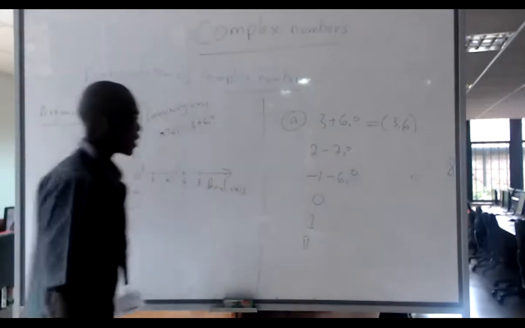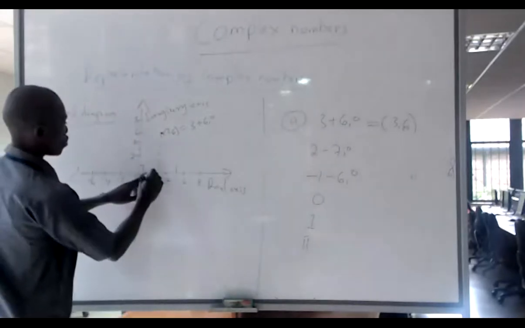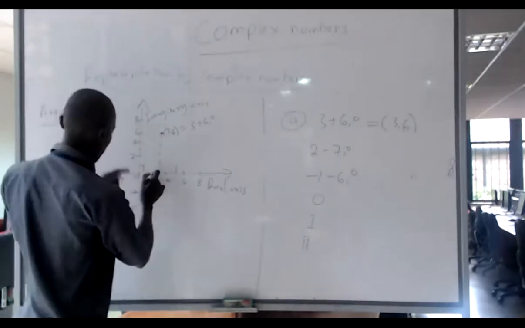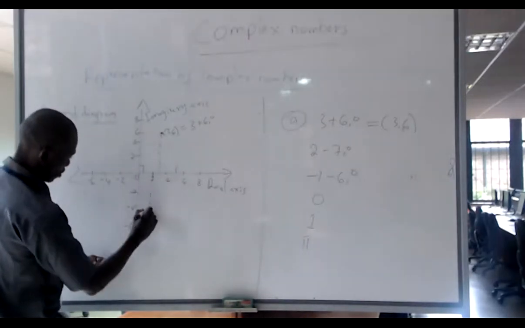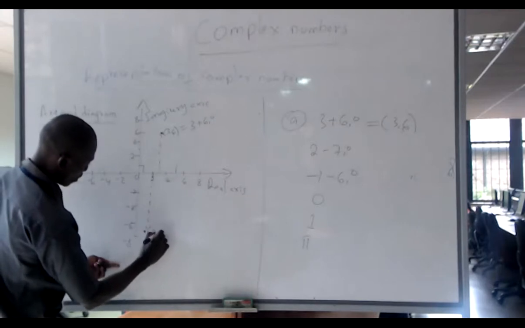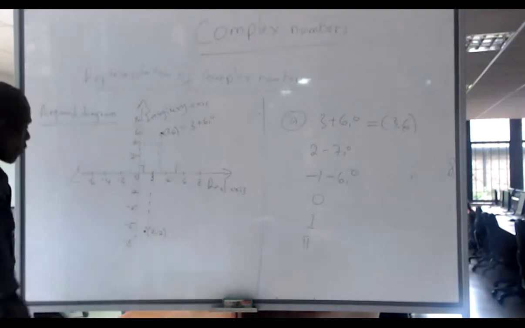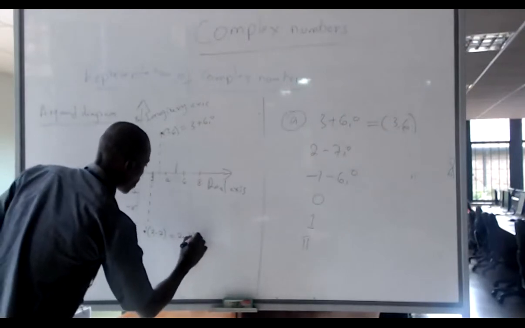2 minus 7i. Locate 2 on the real axis. So this is 2. And then minus 7i on the imaginary axis is down. So go down like that, somewhere there. This is (2, -7), which will represent the complex number 2 minus 7i.